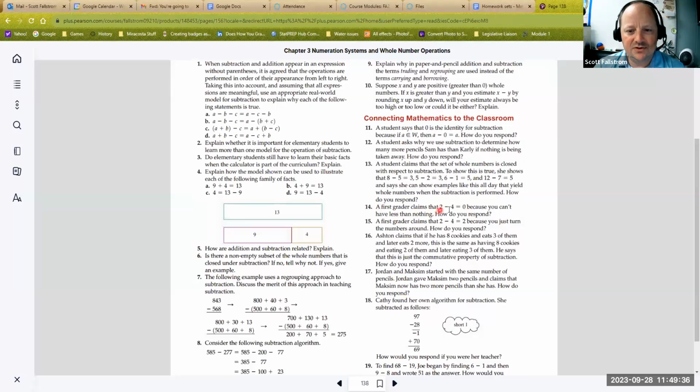A first character claims that 2 minus 4 is equal to 0 because you can't have less than nothing. How do you respond? Oh, an interesting question. So 2 minus 4, they're saying that it equals 0. And so this would be a great time for you to bring up, possibly, and this is up to you, how you would choose to, because it says, how would you respond? You might want to hint at the fact that, hey, down the road, we'll actually have a way of categorizing that.